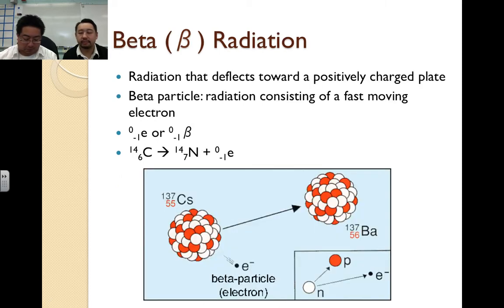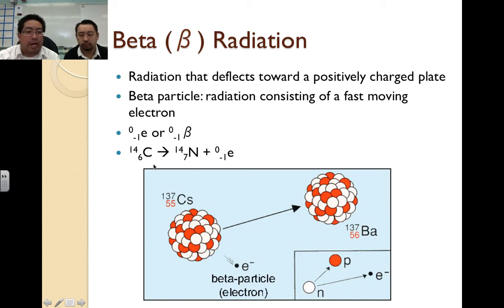Beta radiation is the second type of radiation we'll be discussing. These particles are negatively charged, so they deflect towards a positively charged plate. They're very fast moving. It can be represented by either an e or this Greek beta sign. One of the things to note is that this is the result of a change of a neutron. The neutron in the nucleus basically breaks down into 2 particles, one being a proton, which remains in the nucleus, the other being the electron, which actually gets ejected out of the nucleus, and that's the particle.